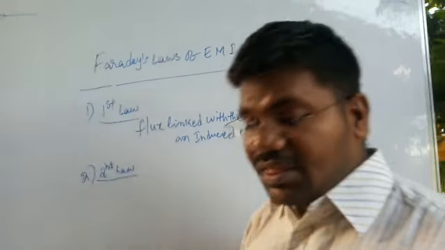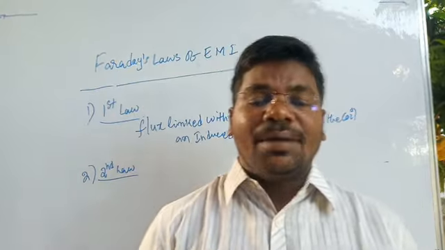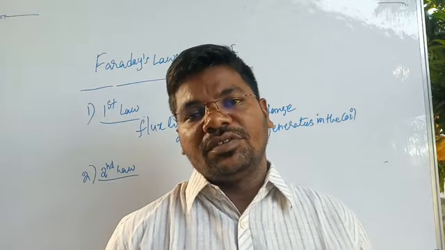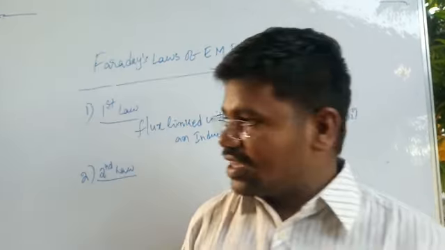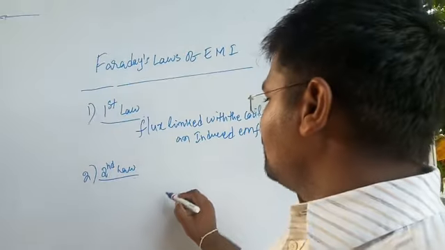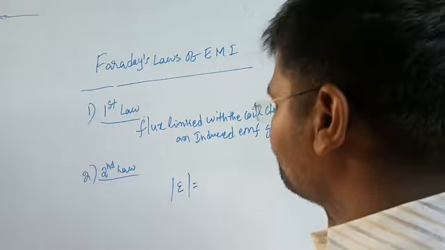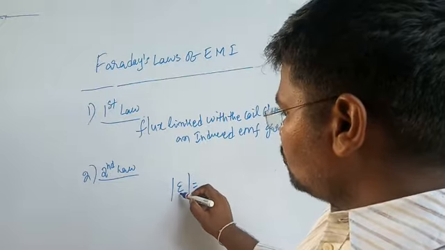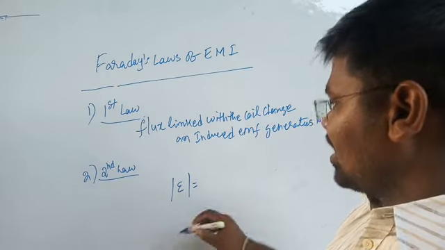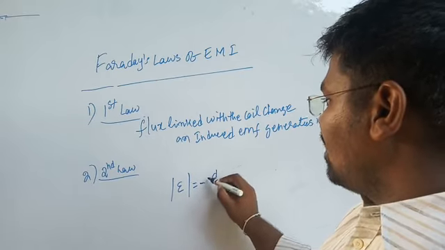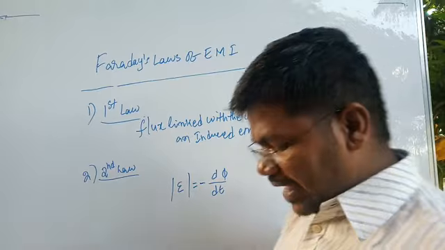Okay, the magnitude of induced EMF is equal to the rate of change of magnetic flux. Okay, so what is the second one? EMF E, the magnitude we can denote with a bar, okay, modulus. The magnitude of induced EMF in the coil is equal to the rate of change of magnetic flux.